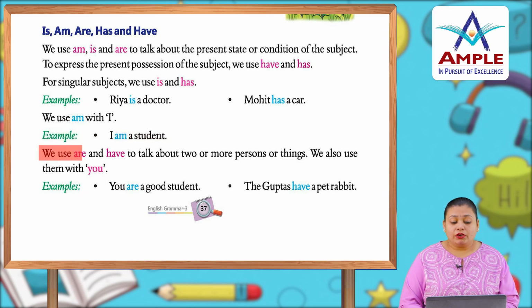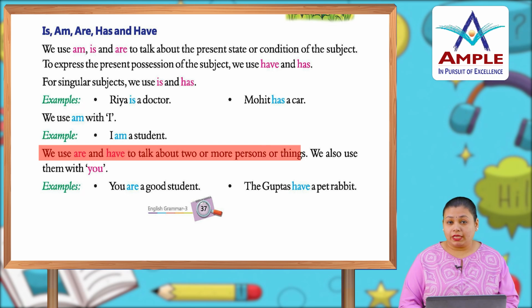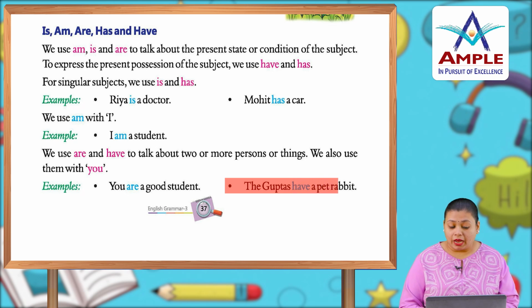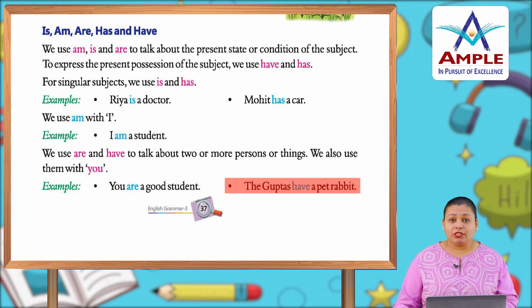Next, we use are and have to talk about two or more persons or things. We also use them with you. So we use are and have for more than two persons, or when your subject is in plural form, and we use are and have with you also. For example, you are a good student. The Guptas have a pet rabbit. Okay, hopefully you understand the use of is, am, are and has and have.